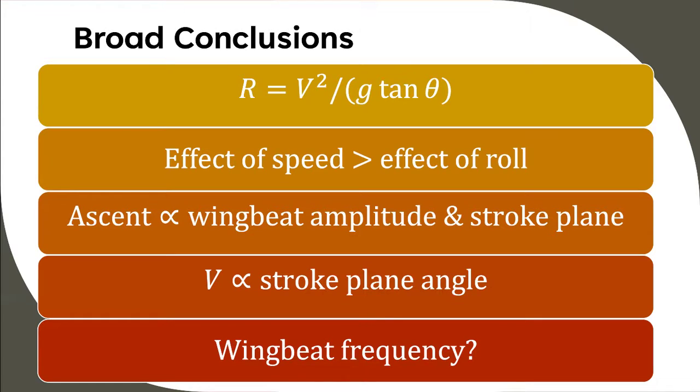For angle of ascent, it really seems to be the wing beat amplitude and the stroke plane angle are the most important factors. And for the flight speed, once again, stroke plane angle seems to be the thing that they adjust the most. What about wing beat frequency?